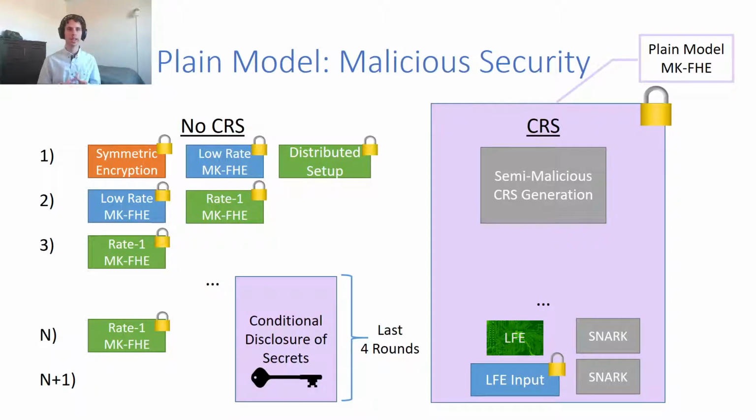To solve this, our observation is that we can actually use the CRS early as long as it's not revealed publicly. What we're going to do is go back to using the 2-round semi-malicious CRS generation protocol, and then wrap everything involving the CRS in a plain model MKFHE, which uses new keys. It's perfectly fine for this plain model MKFHE to have a low rate because everything that involved the CRS already had a multiplicative polynomial in lambda blowup.